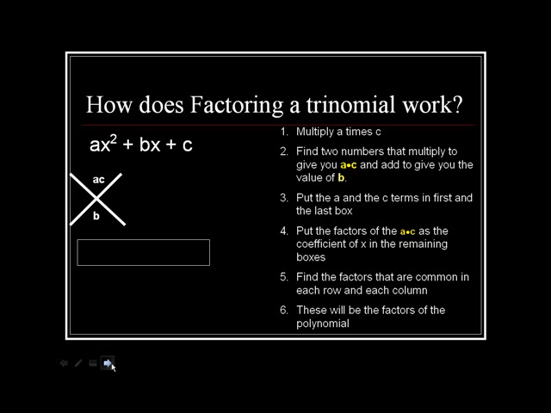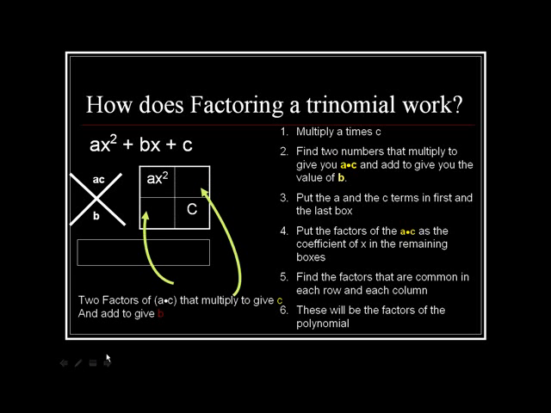and then in your box you're going to put your a x squared term at the top, your c term on your bottom right, and then the two factors that you determine will go into the other two boxes. You're going to find the factors that are in common in each row and column, and these will end up being the factors of your polynomial. This polynomial, as we know, is a quadratic polynomial.